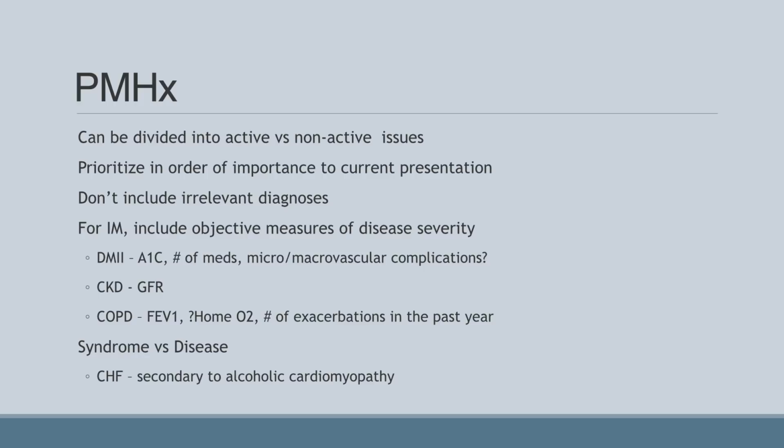And finally, a very important concept in medicine that I want to highlight, that I think a lot of medical students struggle with early on, is the difference between a syndrome and a disease. So things like congestive heart failure or cirrhosis, these are syndromes or common presentations that can be caused by many different diseases. So congestive heart failure, that's the syndrome. Congestive heart failure can be caused by ischemic cardiomyopathy or alcoholic cardiomyopathy or valvular heart disease, and the list goes on. And so when you're listing the past medical history, when possible, try your best to give both the syndrome and the disease.